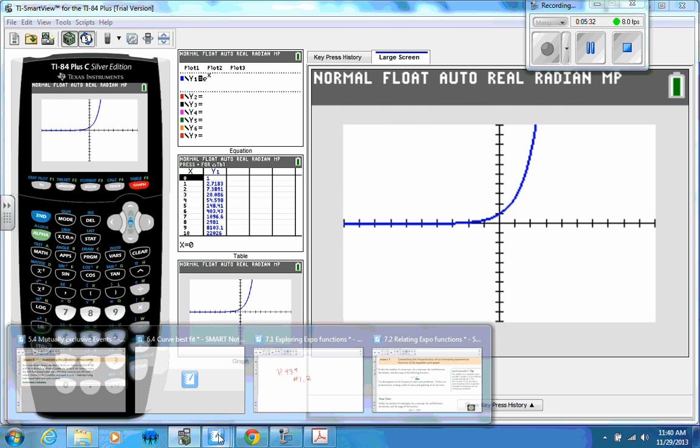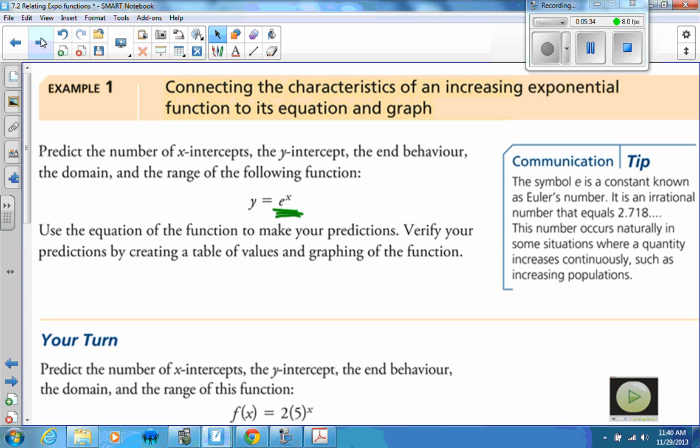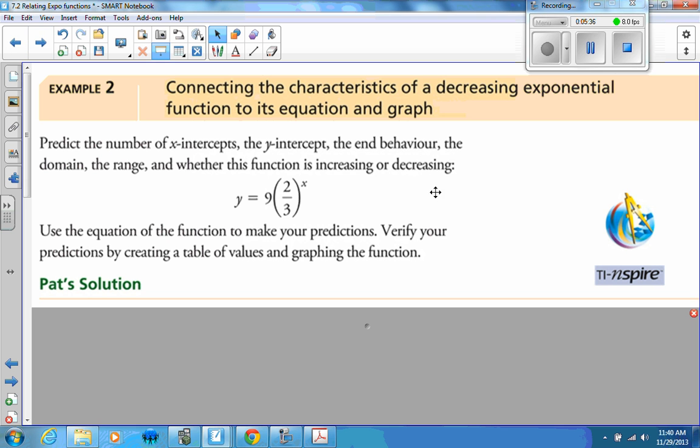Okay, so let's look at our next one. We flip through to example number 2. I look at this exponential function, and I right away know, without even graphing it, that my y-intercept will equal 9, because that's my a value. And my b equals 2/3. Now, is 2/3 between 0 and 1? Yes, it is. So this is a decreasing exponential function.